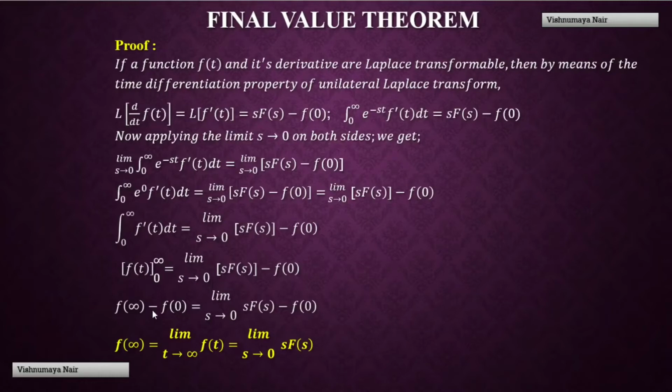Now we can cancel out these minus f(0) terms on both sides of the equation. Therefore, this equation becomes f(infinity), which is equal to limit t tends to infinity f(t), which is equal to limit s tends to 0 s F(s).